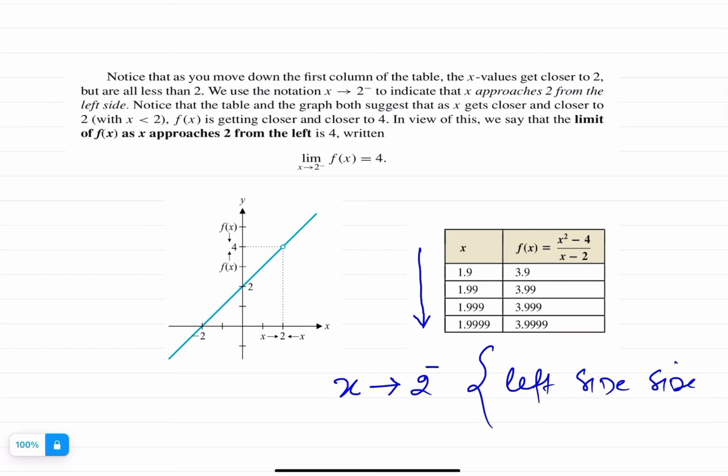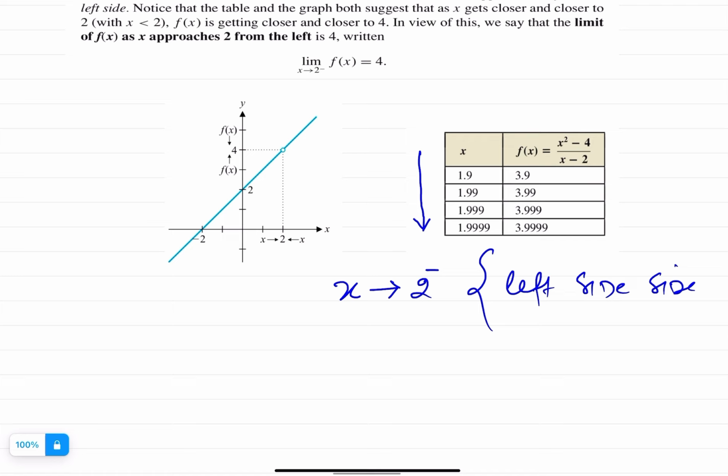Similarly, we can approach 2 from the right side, and we will get the limit. We got the limit that is almost approaching 4. So this notation is used for the left hand limit, and this one is used for the right hand limit.